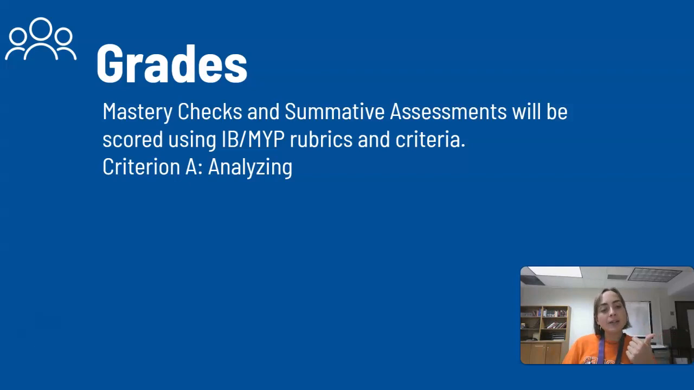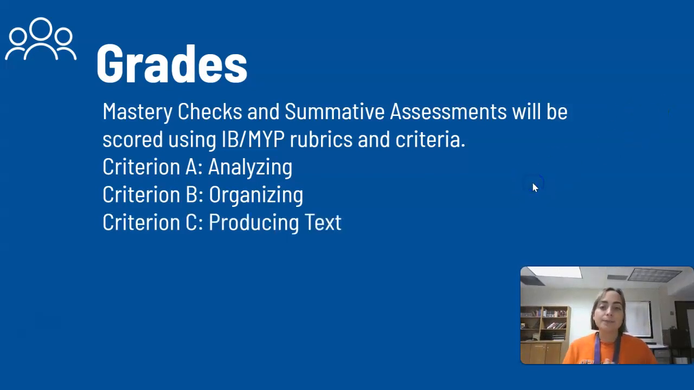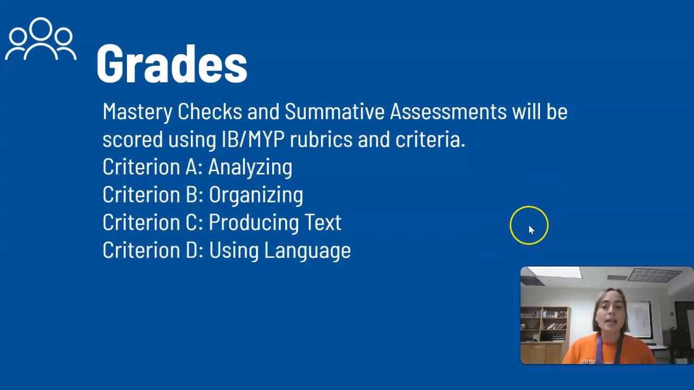One of them is analyzing, so that'll be like analyzing different texts that we read. The second one is organizing, so how well can you organize your writing and your thoughts? The third one is producing text, so that'll be like the writing that you do in this class. And criterion D is using language, so how do you use language in your writing? All of these criteria are things that we're going to practice in English class and that we will get better and better at as the year goes on.